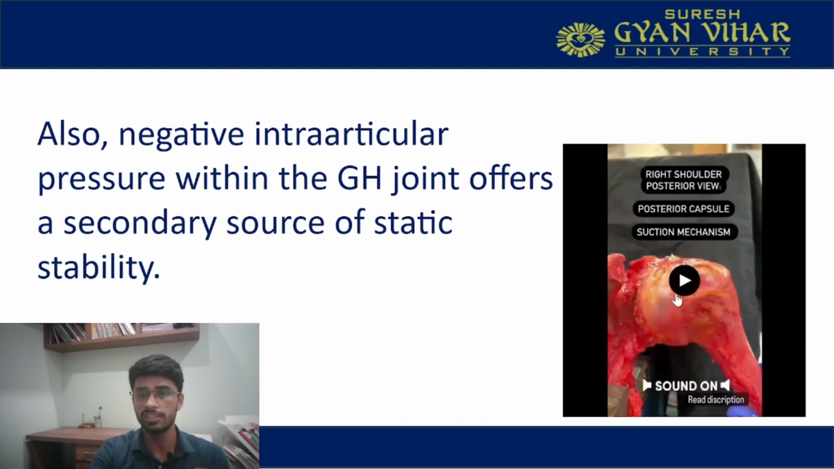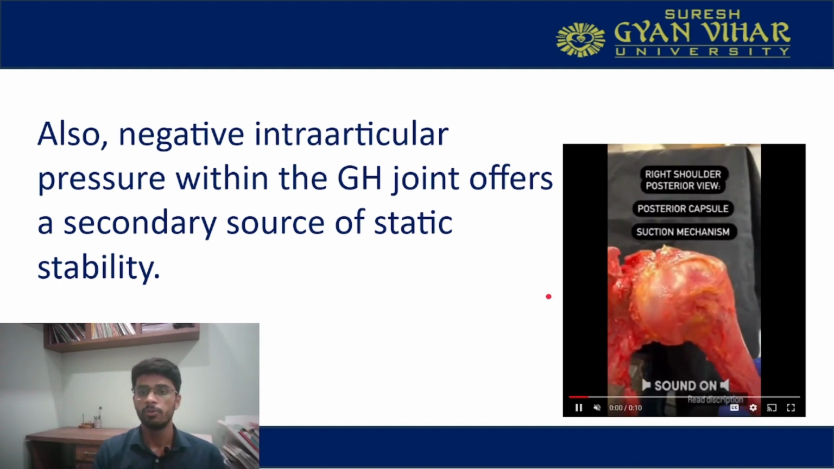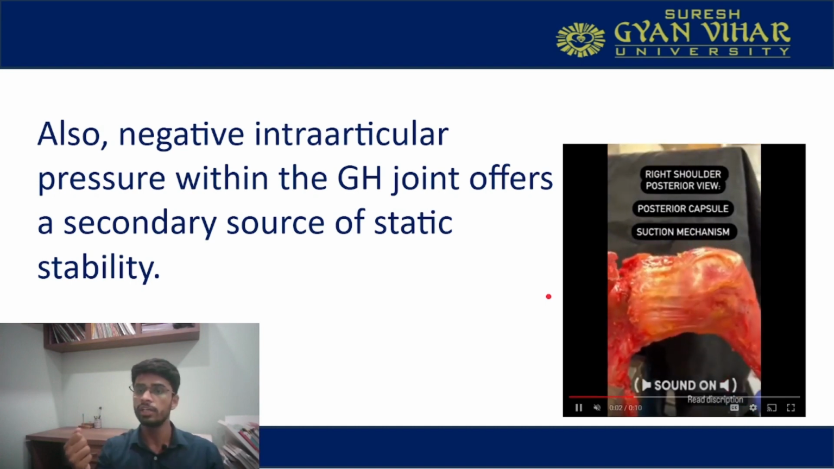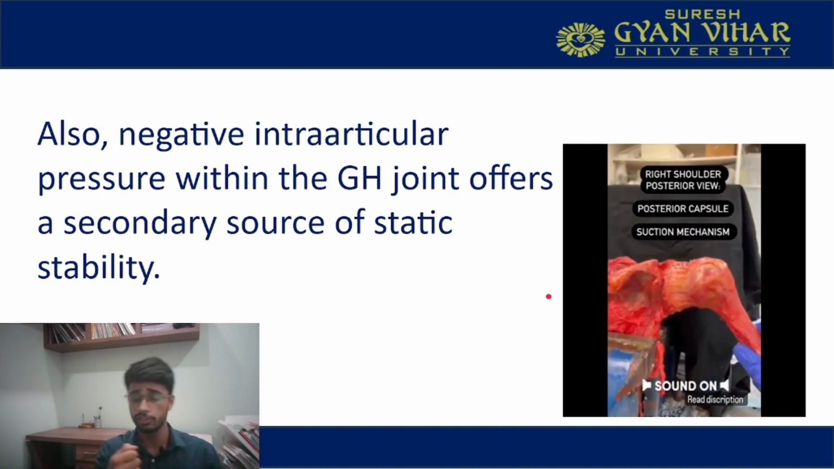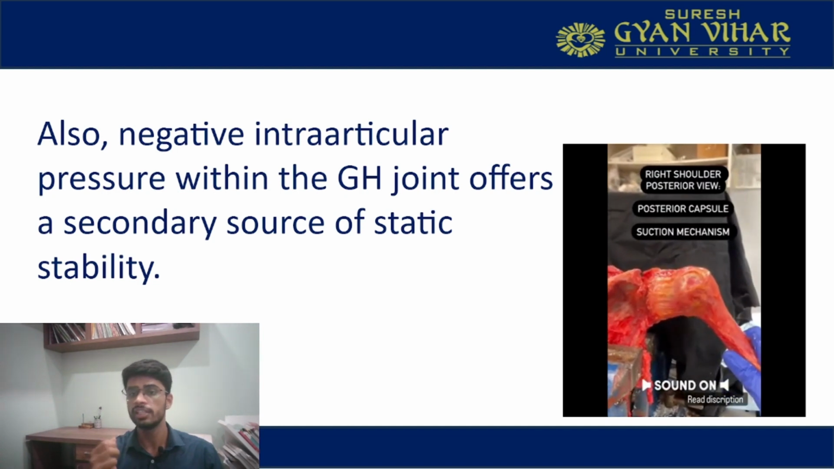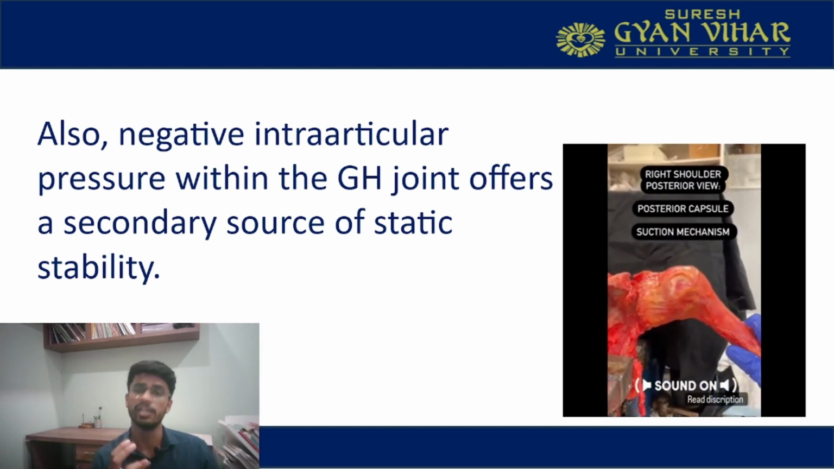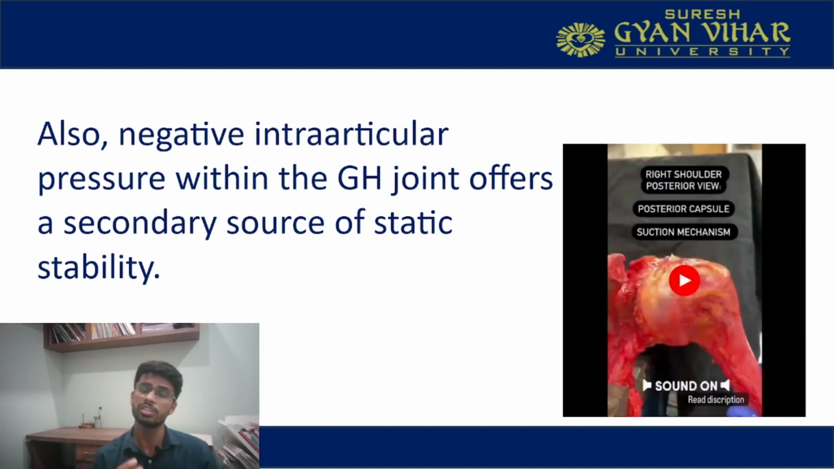As you can see in this video also, when this person is dislocating the joint and then relocating the joint, you can see that there is air filled inside it, and there is a suction mechanism happening, which results in providing static stability. So this is a very important thing to understand, how static stability comes at the glenohumeral joint. It comes primarily from the three factors, and secondarily from the negative intra-articular pressure created within the glenohumeral joint.